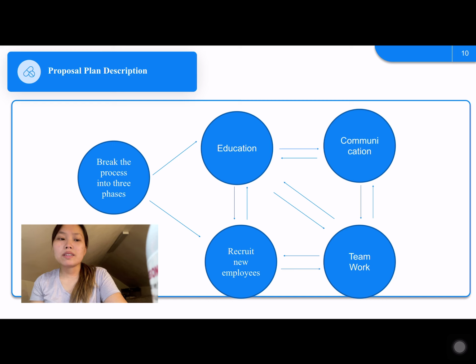So again, because this is a new concept in practice, the proposal may probably face refusal from the staff and might be denied. So to get it to be successful, I will break the process into 3 small phases to present the proposal and also educate the staff on the intervention, teamwork, and communication with the intervention.